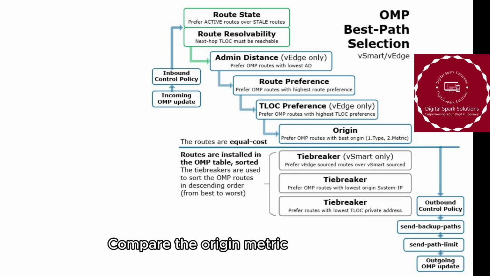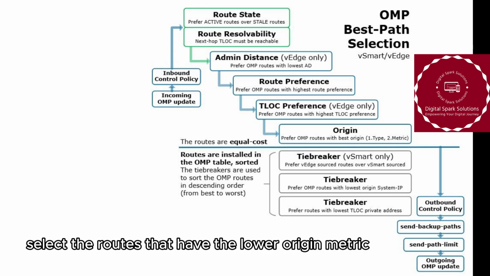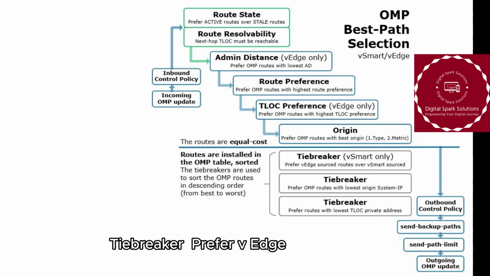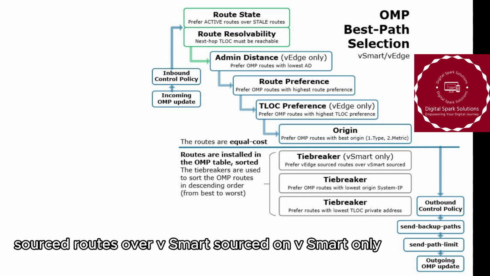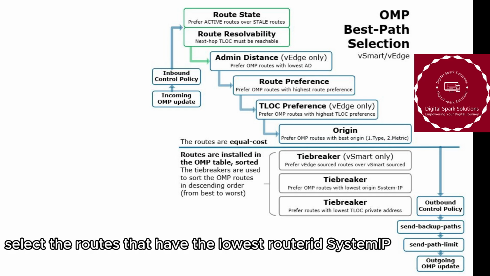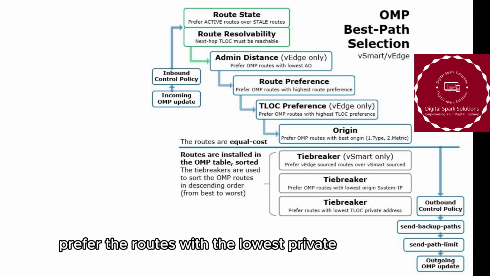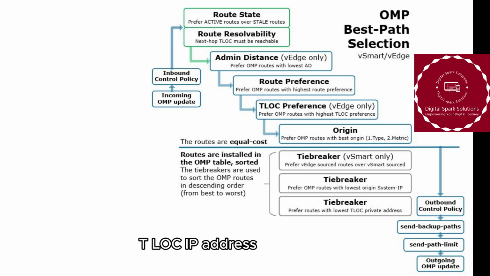Compare the origin metric. If the origin type of the routes is the same, select the routes that have the lower origin metric. Tiebreaker: prefer vEdge sourced routes over vSmart sourced, on vSmart only. Tiebreaker: if the origin types are equal, select the routes that have the lowest router ID system IP. Tiebreaker: if the router IDs are the same, prefer the routes with the lowest private TLOC IP address.